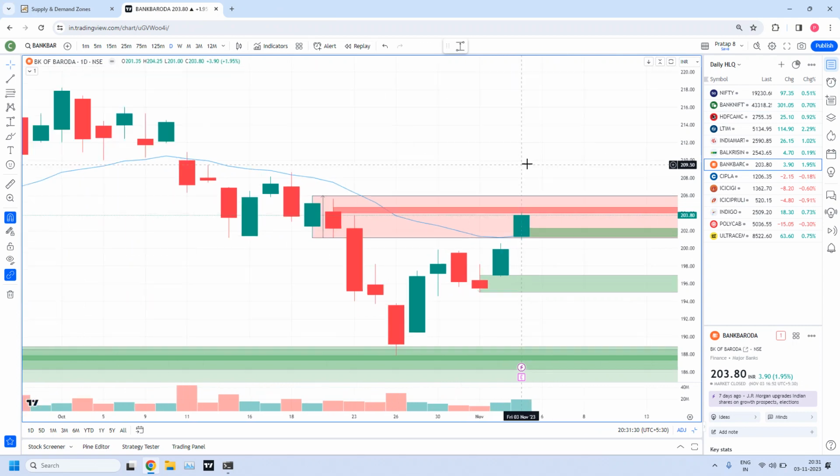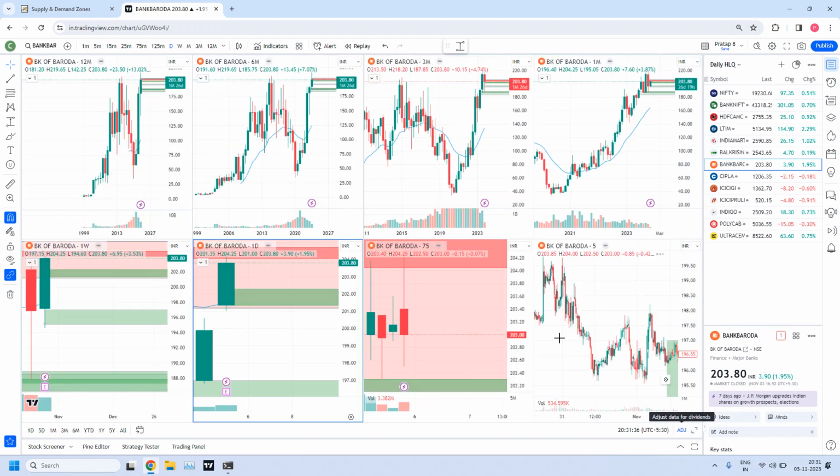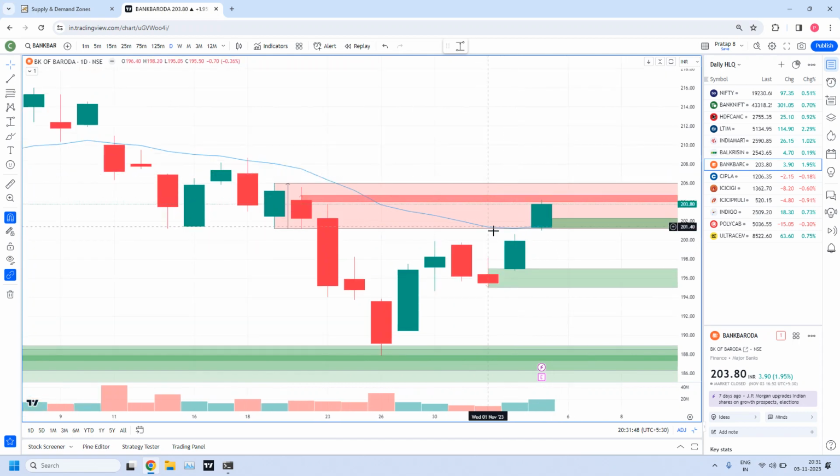Look into this Bank of Baroda. First, I will talk about the trade and then I will explain the concept. I'll show you today's trade. This is a fresh daily zone. First time prices entered into this zone. Generally, when prices enter into this zone for the first time, we take our entry near this zone low. We will find a 75 minute zone near to this.